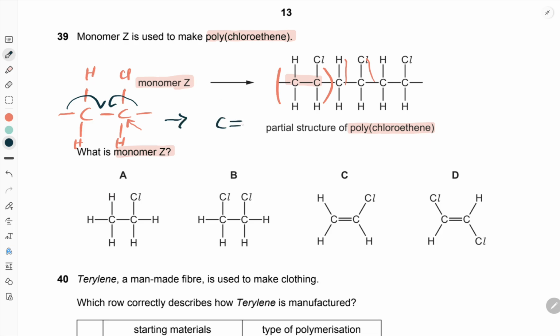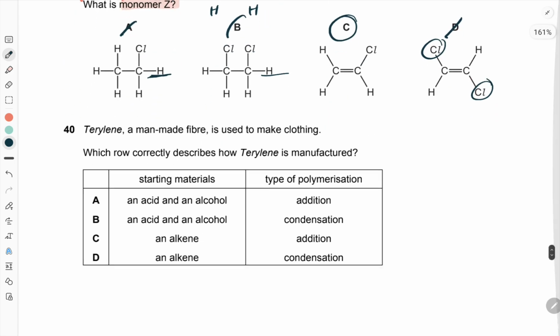So there will be a double bond now. The first carbon has 2 hydrogens and the other carbon has chlorine and H. So which means C is the correct answer. This is incorrect because you have 3 hydrogens. This is also incorrect. And this is incorrect because you have 2 chlorines. So C is the correct answer.